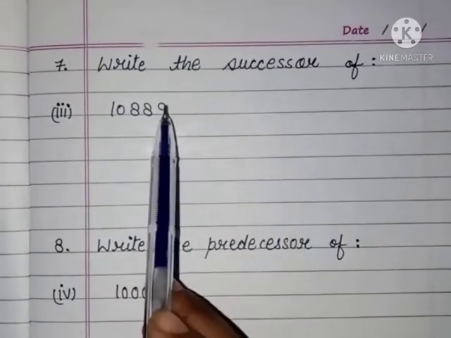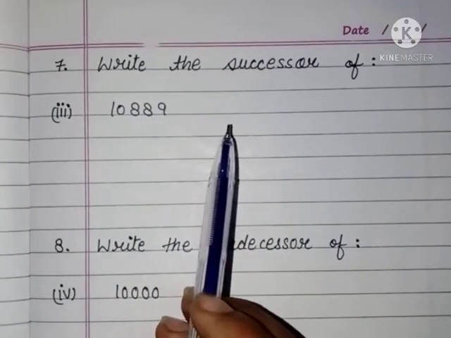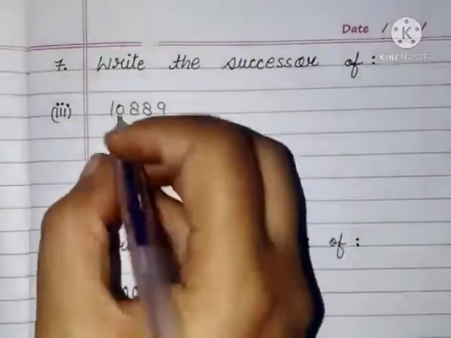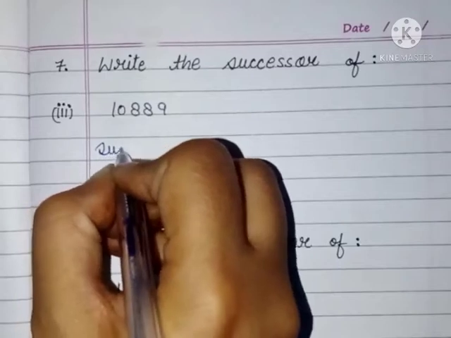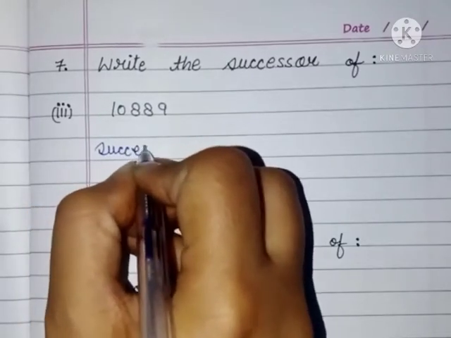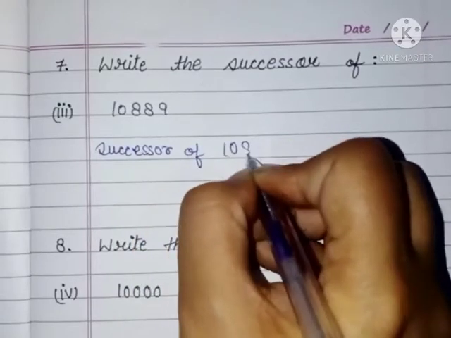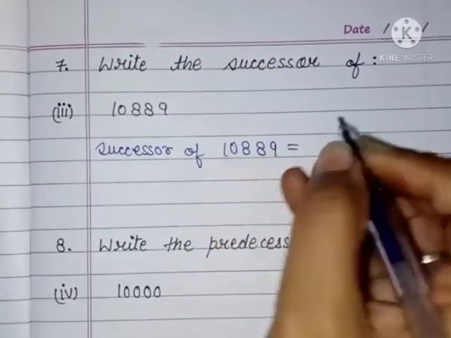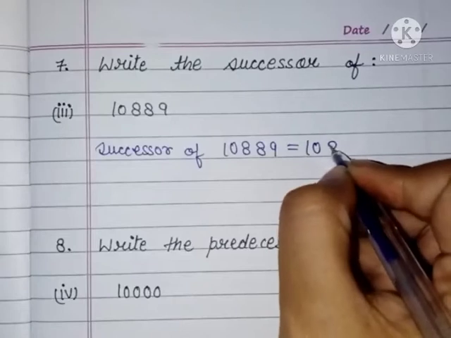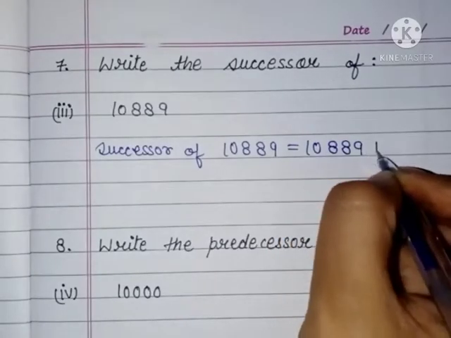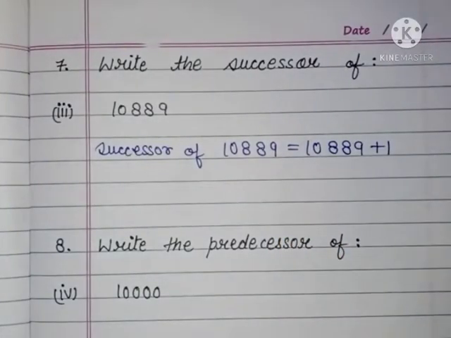Next, question number 7. Write the successor of. To find the successor, what do we do? We add 1 to the given number. So, successor of 10,889 will be 10,889 plus 1. Okay. Now add them in the rough work.